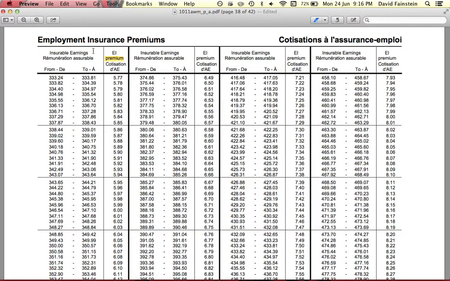Insurable earnings, that's money that you intake. EI premium, that's employment insurance. And a premium is something that you pay into, or a contribution. If you make between $347.11 and $347.68, you must pay a premium. You pay into, you contribute $6.01 per week.